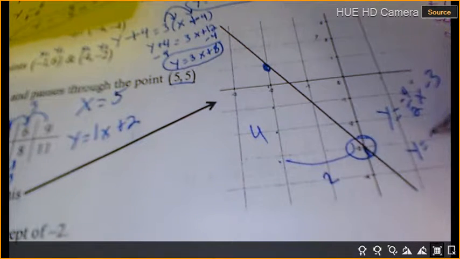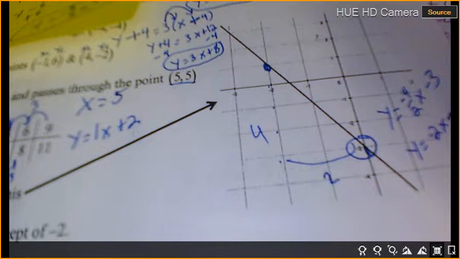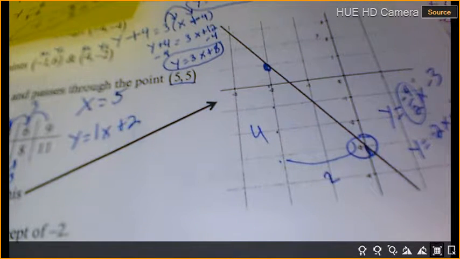Y equals negative 2x minus 3, right? Because I can reduce 4 divided by 2 gives me 2. Okay.